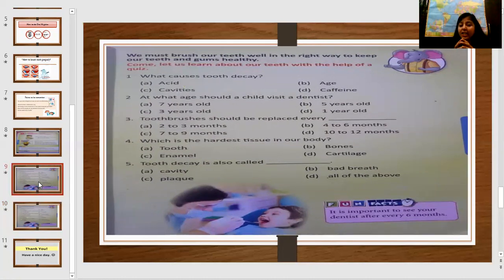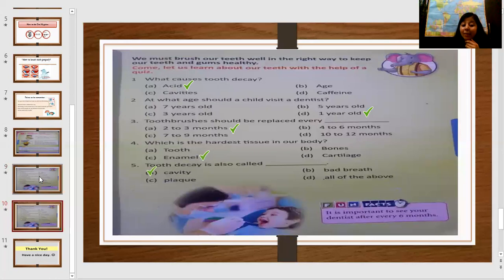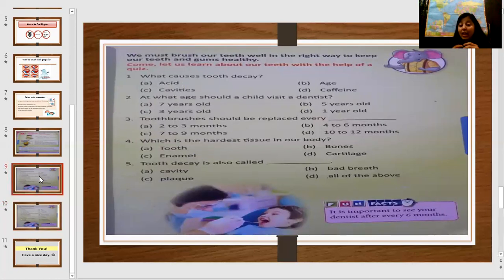Which is the hardest tissue in our body? Let me repeat. Which is the hardest tissue in our body? Options are A, tooth, B, bones, C, enamel, or D, cartilage. Yes, the correct answer is enamel. Enamel is a layer above the tooth which protects our teeth from any kind of gum disease. Okay, so let's move to the next question.